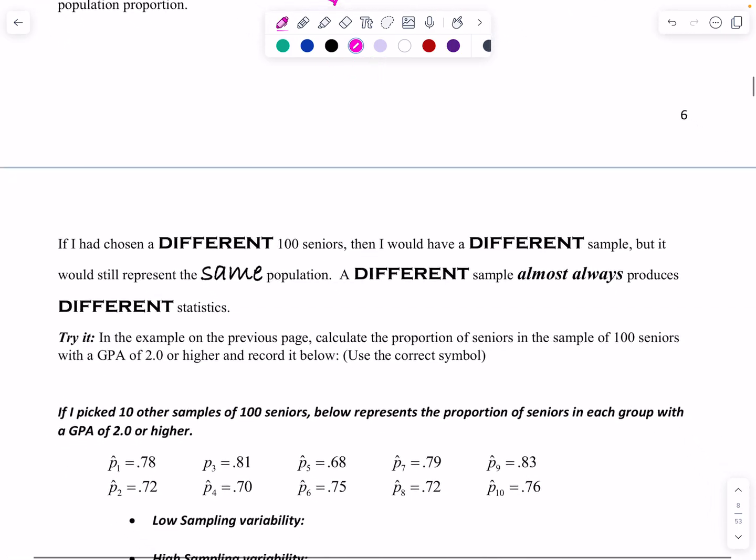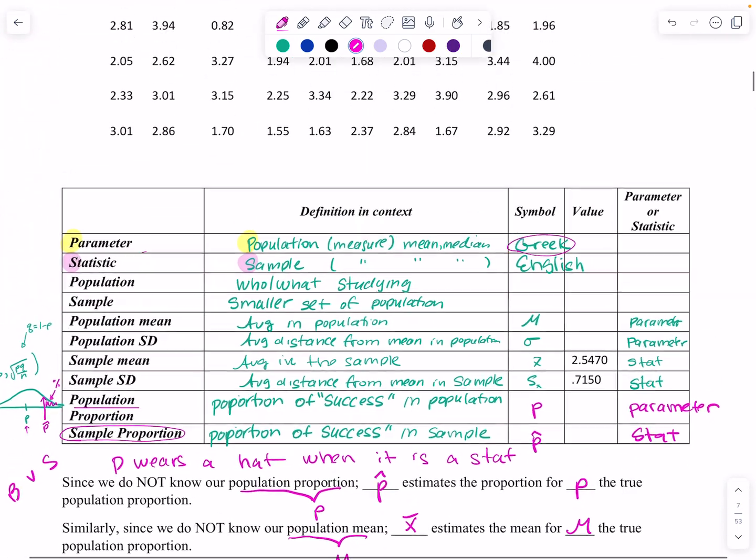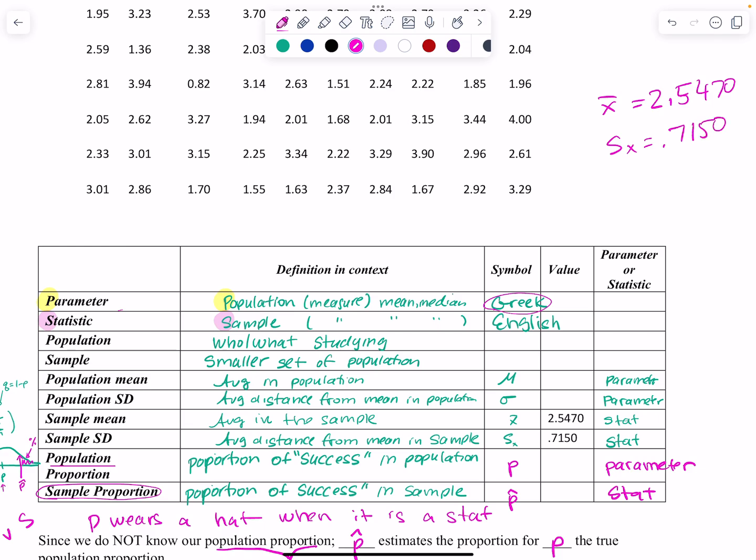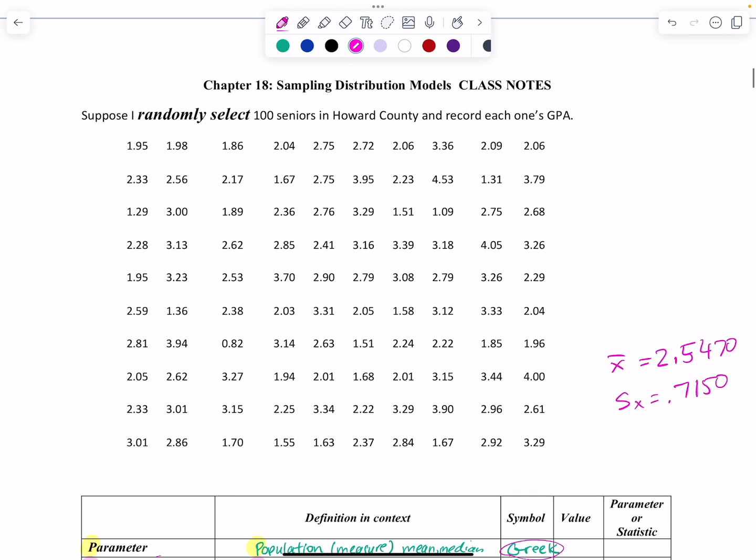All right, so if you notice here, I put that the mean of my seniors, X bar, is equal to 2.5470, and Sx is equal to 0.7150. I could ask two different questions here. This would be one regarding my mean: what's the average GPA? This is all GPA on a 4-point scale in Howard County. And I'd say, what's the average GPA?